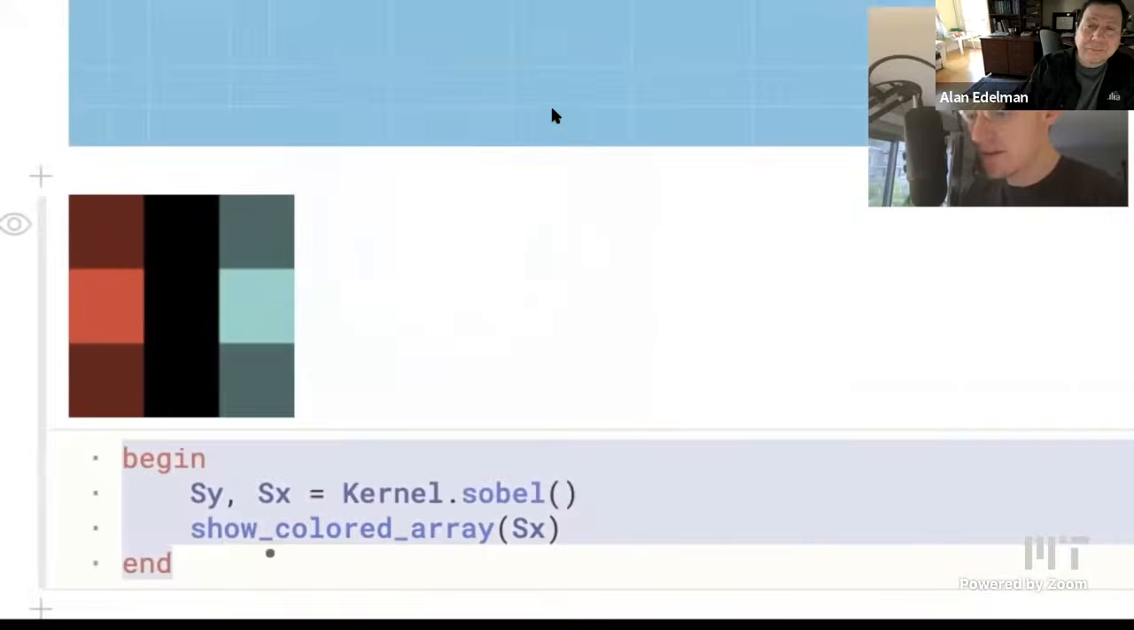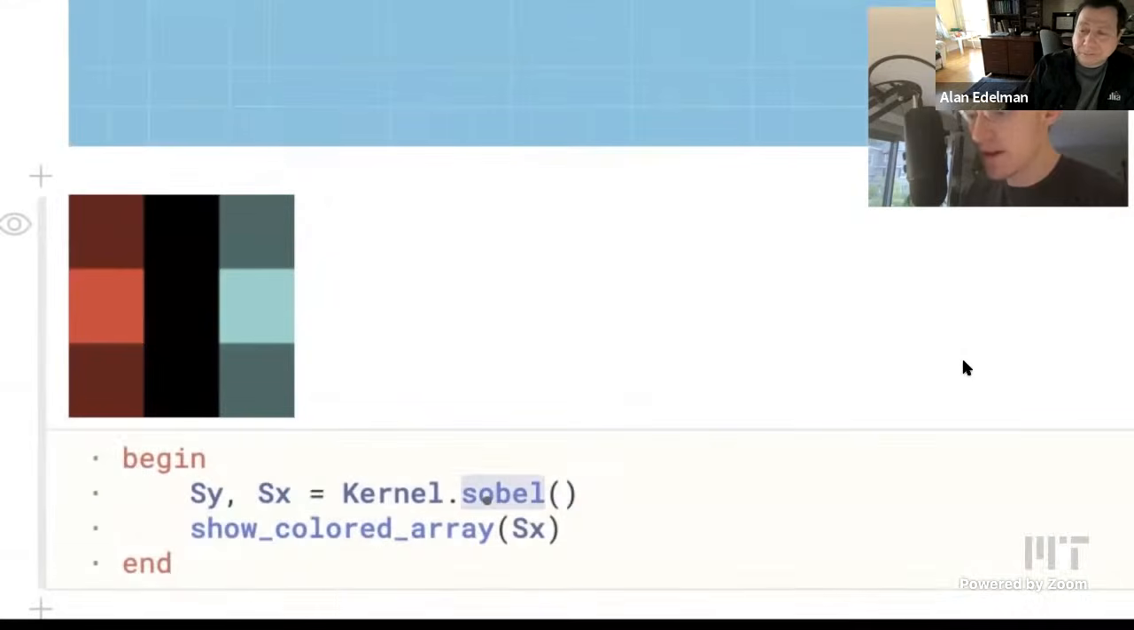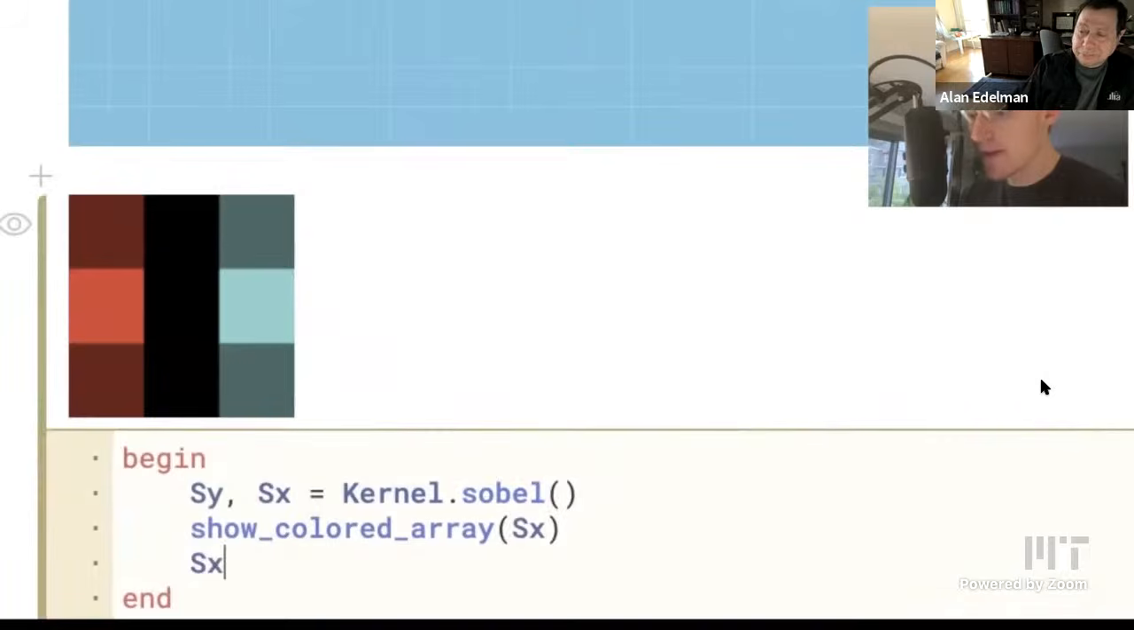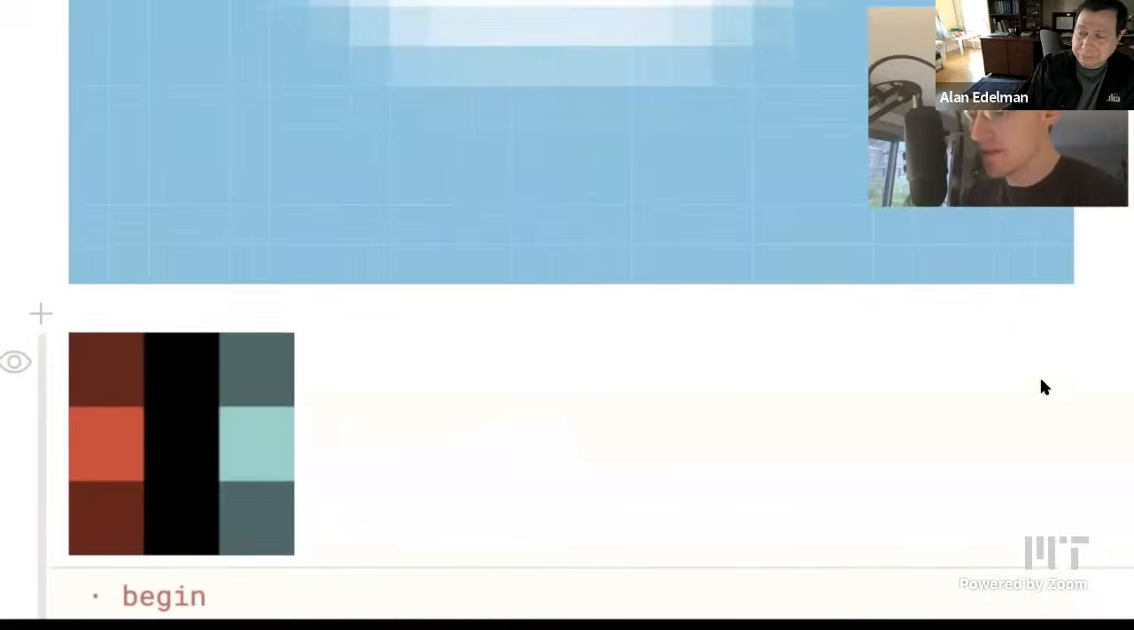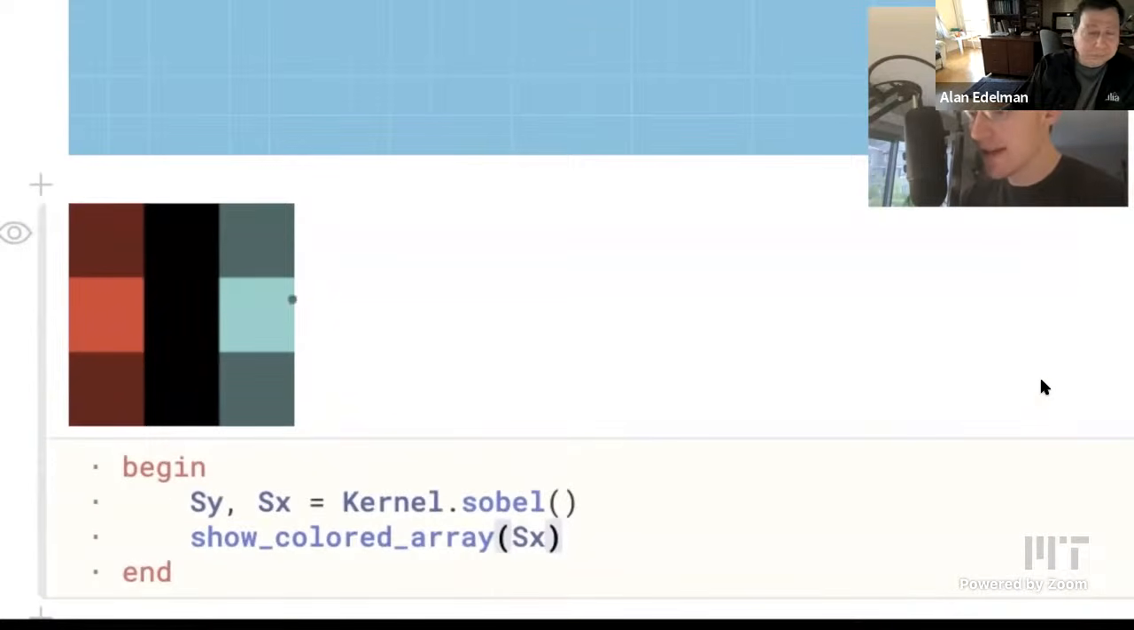In this cell here, I'm looking at the kernel library, and I'm calling Sobel, which, if you'll remember, pulls out two little 3x3 arrays. So if we were to just look at the raw data for one of those arrays, the one that I'm naming SX, you'll see it's a 3x3 array. It's got values 0 down the center column, and then positive values on the right, negative values on the left. And if we just pull up a simple function to visualize that, we're looking at it as blue on the right and red on the left.